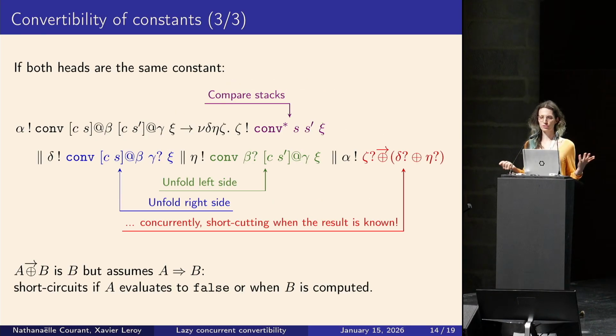And finally, the most interesting case is if both heads are the same constant. In that case, we can unfold either, but we can also compare the stacks and see if they match. If they do, we know that both sides are convertible, but if they don't, we have no information. So we have this new operator, biased choice, where A biased choice B is B, assuming that A implies B. And this will short-circuit if A evaluates to true, not false, sorry for the error, or when B is computed.